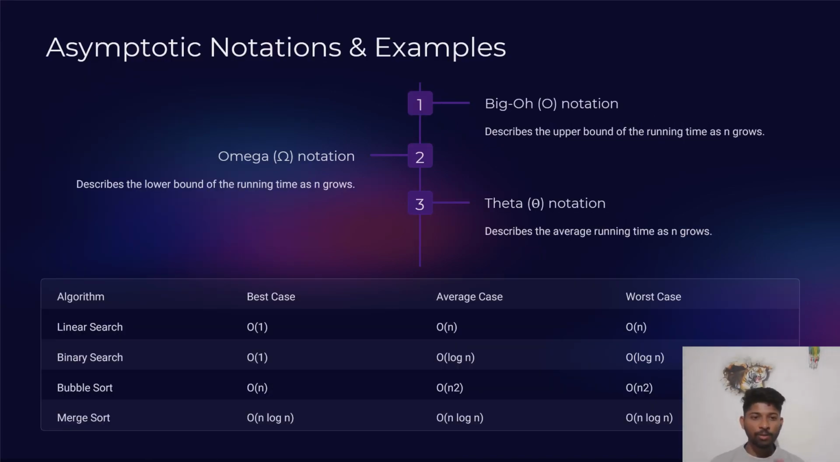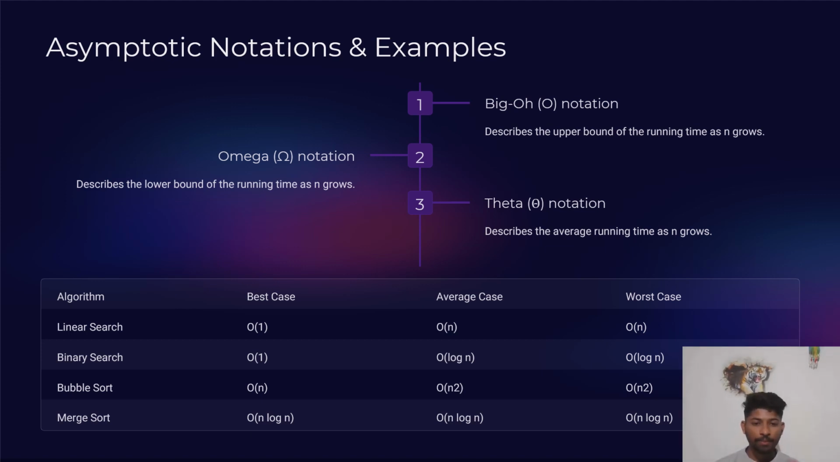So, the asymptotic notations and examples. The first one, big O notation. It describes the upper bound of the running time as n grows. Omega notation. It describes the lower bound of the running time as n grows. Theta notation. It describes the average running time as n grows.